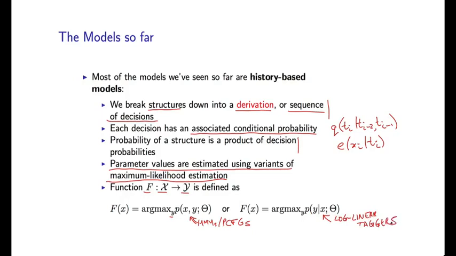Basically we are going to use these history-based models to define either a joint distribution over inputs and outputs or a conditional distribution over outputs given inputs. But in all of these models we've followed this methodology where we've broken structures down into sequences of decisions, associated each decision with a probability, and then multiplied these probabilities together to get the probability for an entire structure.